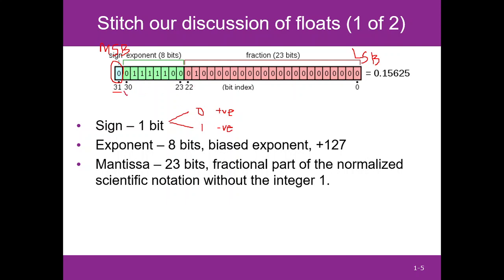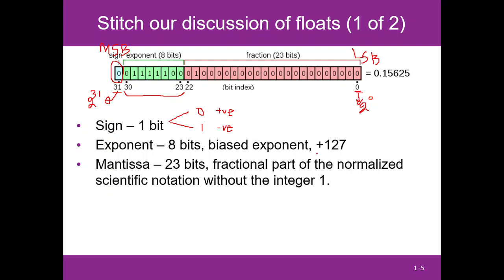Then we have 8 bits reserved for the exponent, and these bits are bit number 23 to 30. We assume that we start numbering the bit positions as 0. These represent powers of 2. So the weight of this bit is 2 raised to power 0, and the weight of this bit is 2 raised to power 31. These positions or indexes correspond to the powers of 2.